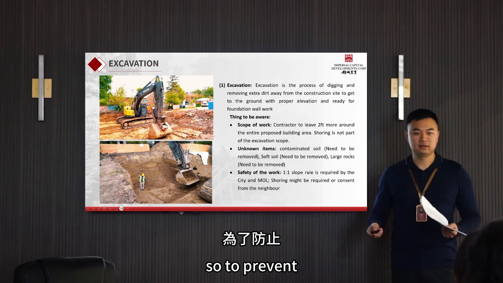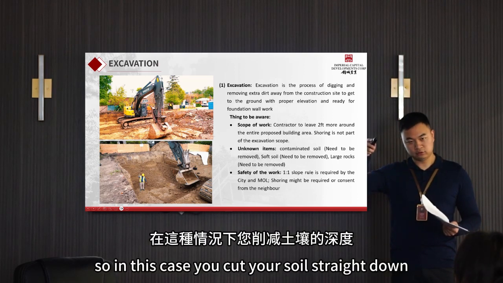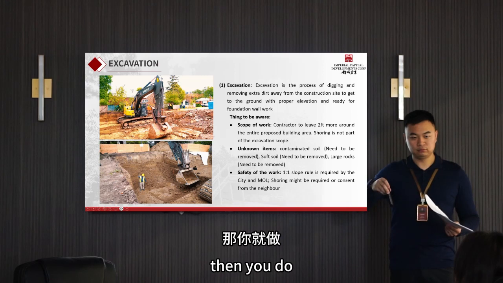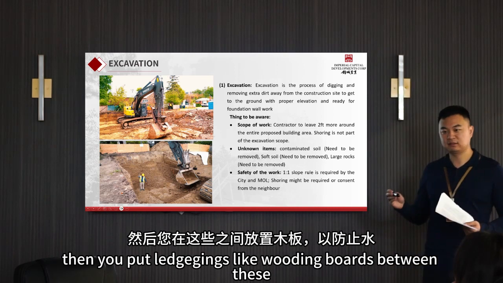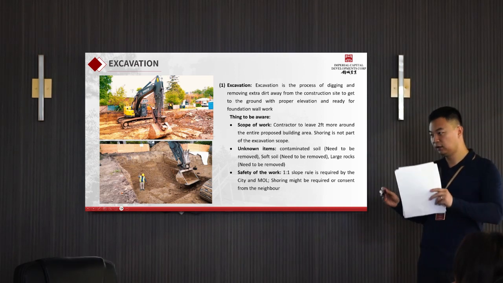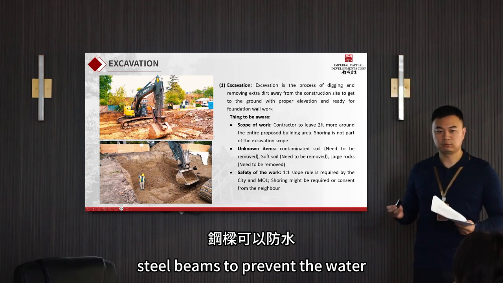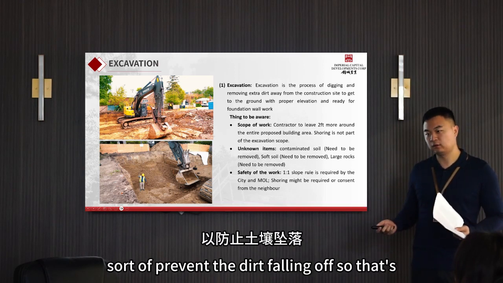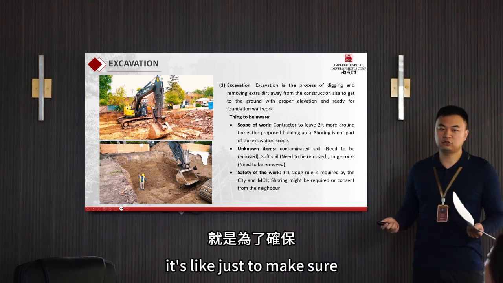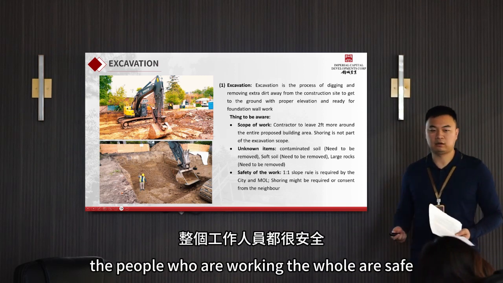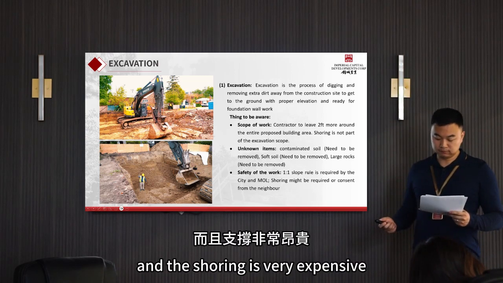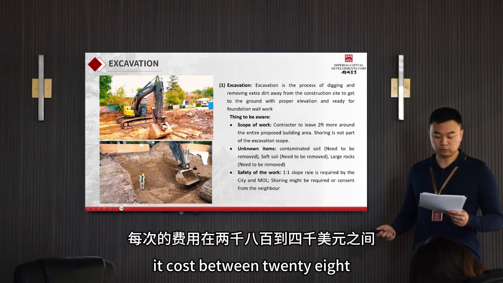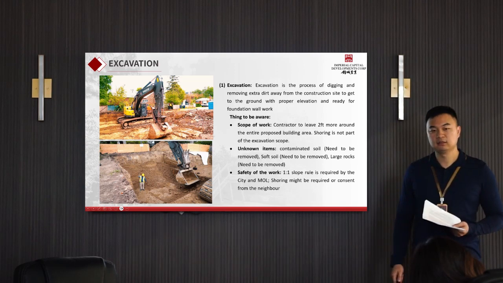In this case, you cut your soil straight down, then you put metal piles into the ground, then you put lagging, like wooden boards, between these steel beams to prevent the dirt from falling off. It's to make sure the people who are working in the hole are safe if you don't have enough setbacks. So that is shoring. But shoring is expensive. It's very expensive. Right now on the market, it costs between $2,800 to $4,000 per section.